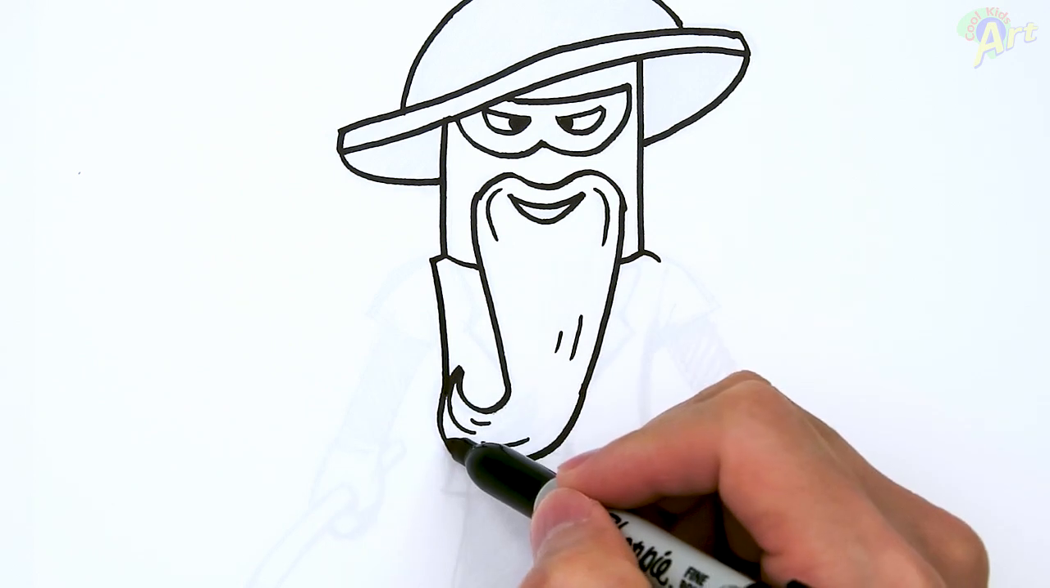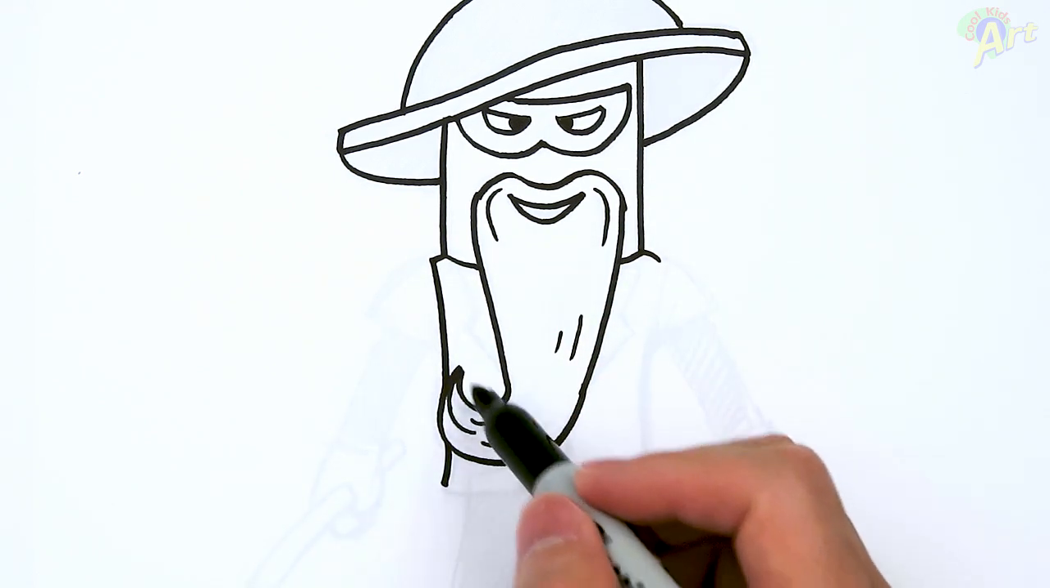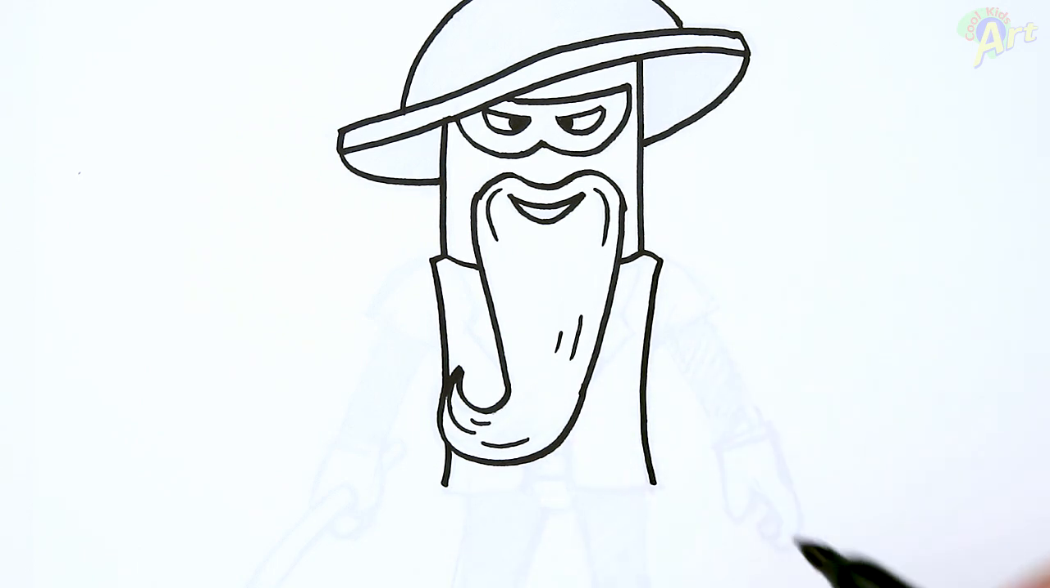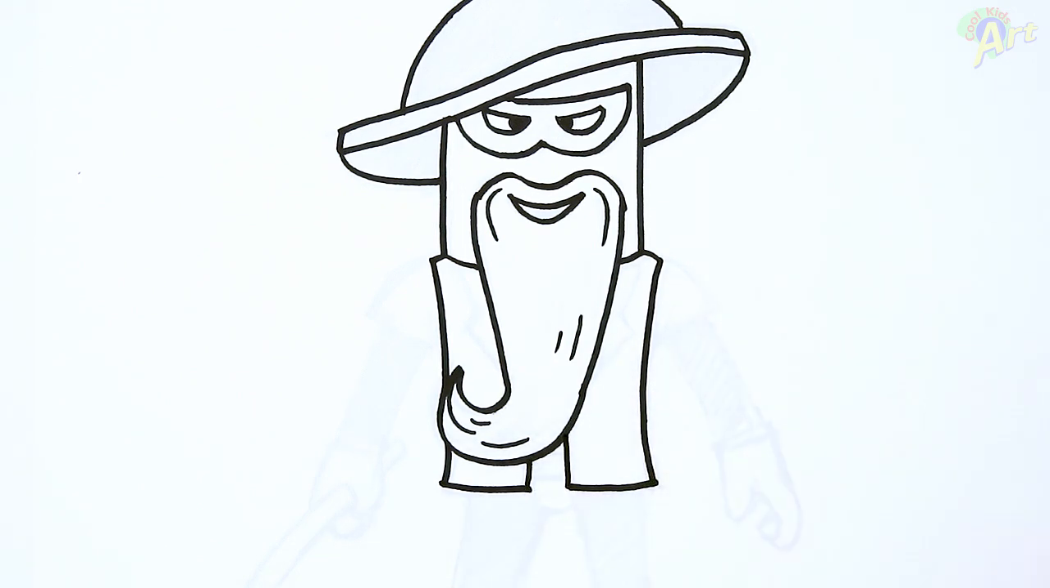Just kind of go down, give a slight curve going in, and if your beard is in the way, just kind of go right behind it. Okay, and then come in. Leave a little bit of a gap there, right in the center. So this is gonna be the coat. So just go up.